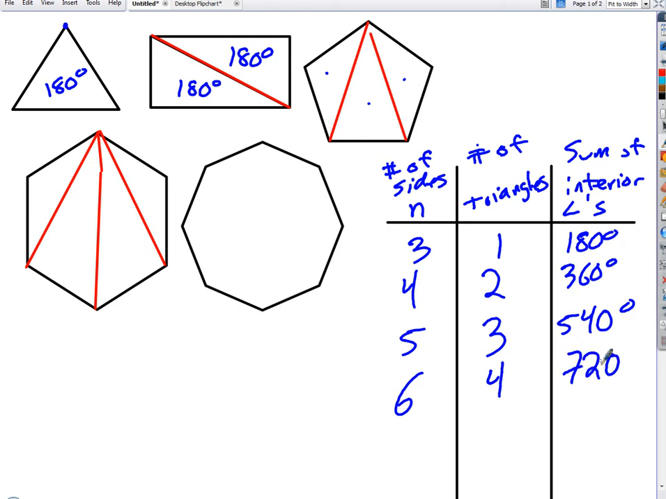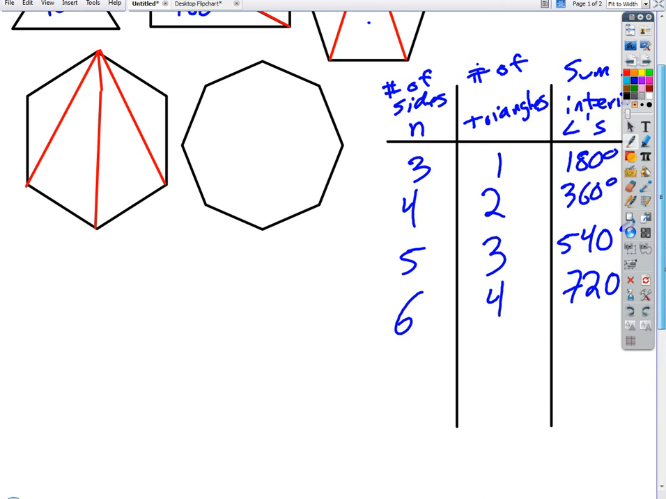We could keep going with that, but let me ask you this. What if I don't specify, what if I know I have a polygon with n sides? How many triangles do you suppose it's going to have? What's my pattern? n-2, right? That's what happened every time. So the number of triangles I can cut a polygon with n sides into is going to be n-2.